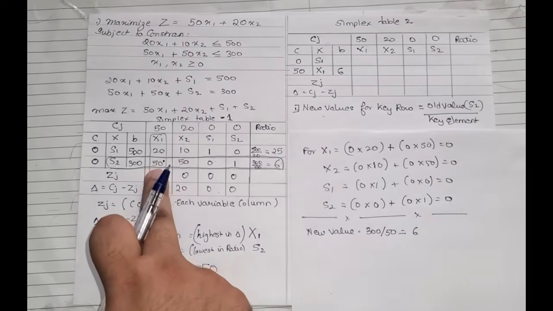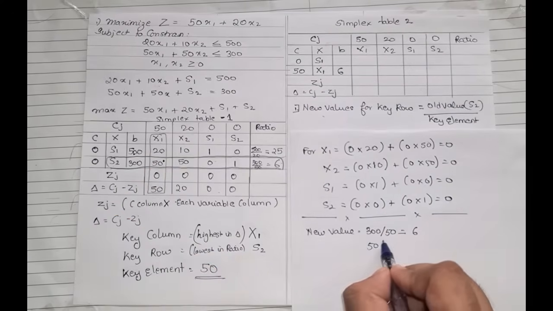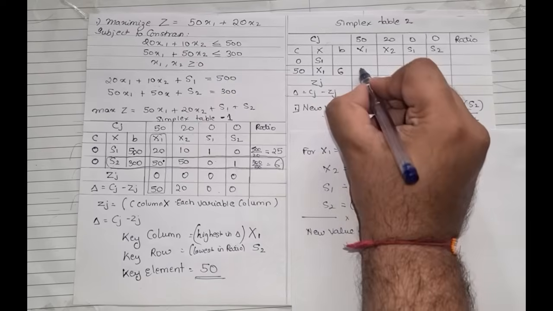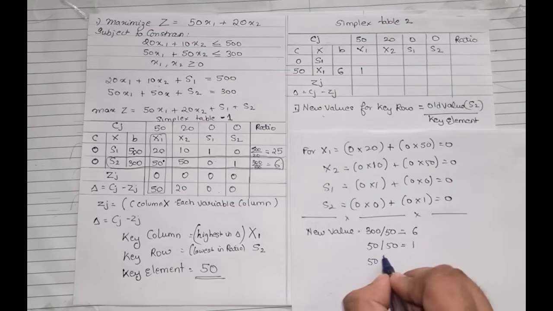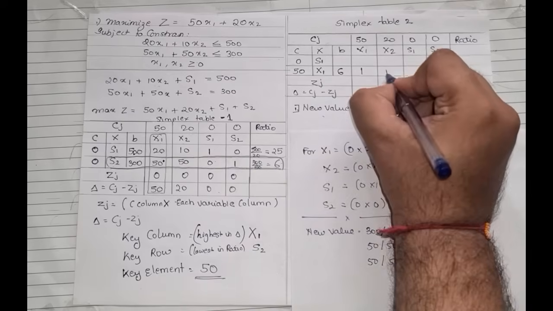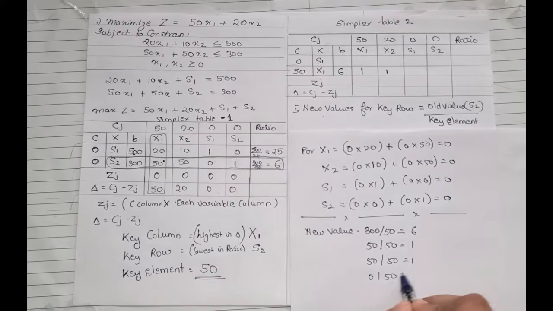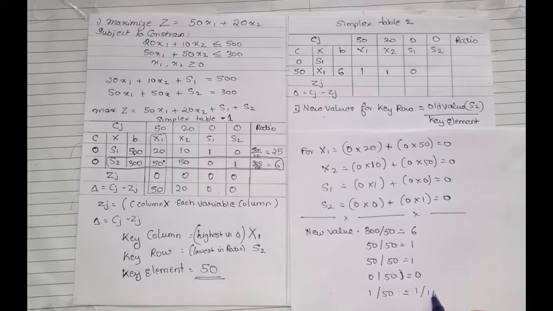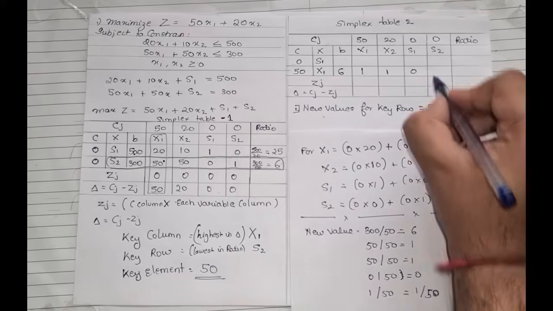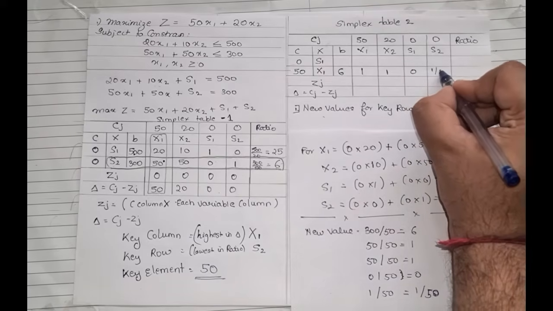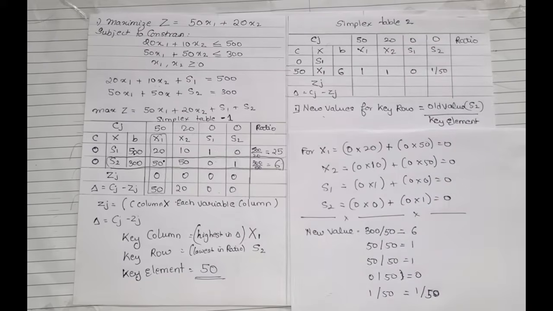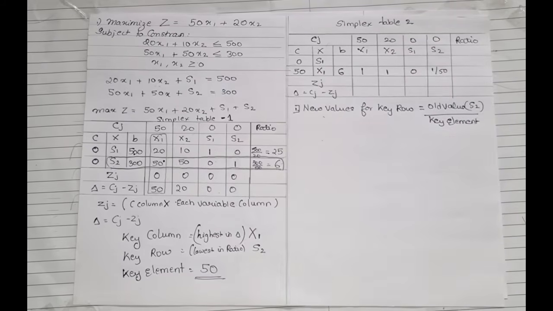Next, in x1 the value was 50, so it was 50 divided by 50, which is 1. In x2 again it was 50, so 50 divided by 50, it is 1. Then 0, so 0 divided by 50, it is 0. And the last one was 1 divided by 50, so I'll keep it as a fraction only. Do not make it a decimal. Fraction will be a better choice here. So that is how we have found the values for the key row.